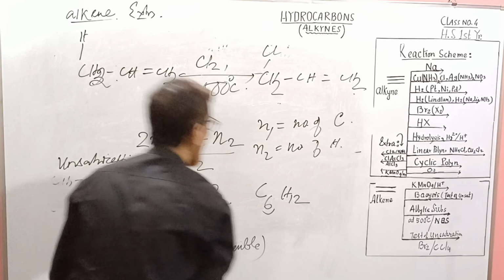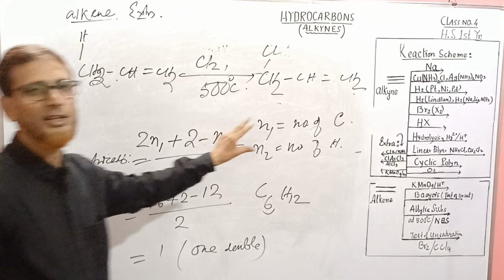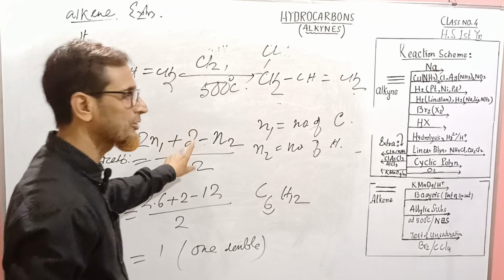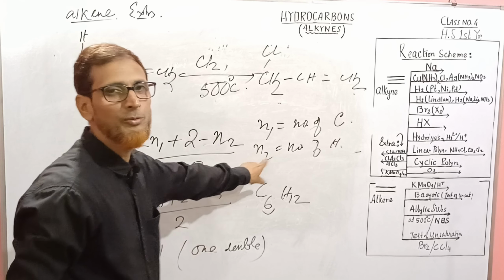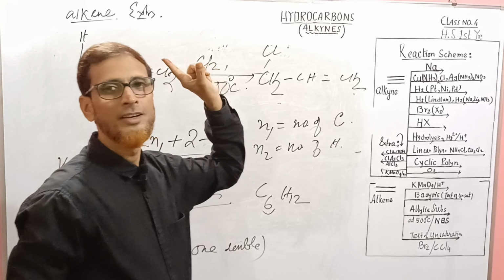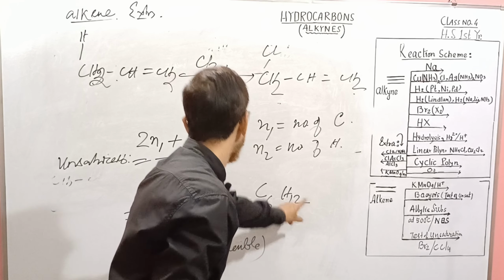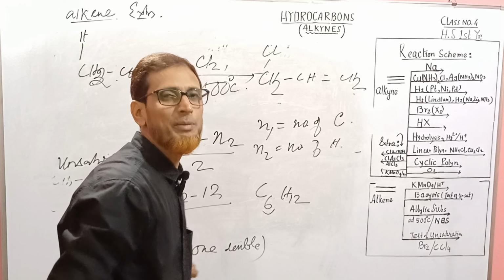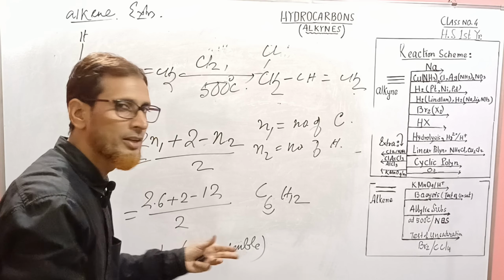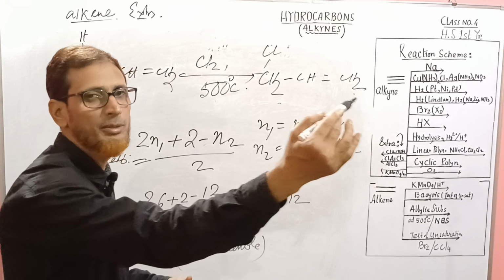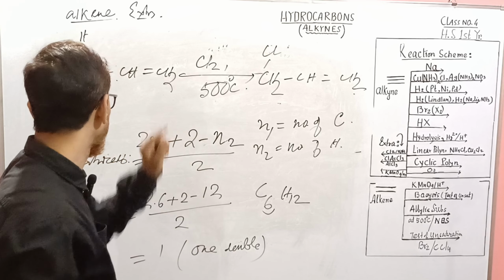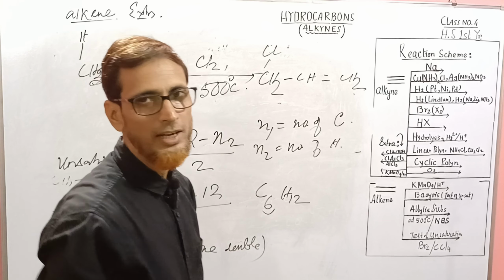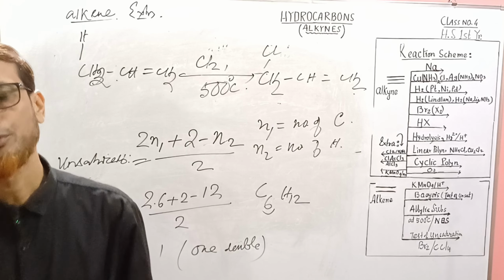So I have shown you the technique to calculate the number of double bonds in an unsaturated compound with the help of the formula 2n1 plus 2 minus n2 divided by 2, where n1 is the number of carbons and n2 is the number of hydrogens. You place the number of carbons and hydrogens in the formula, and you will get the number of unsaturations; 1, 2 or 3 double bonds are there in the structure. Very easily you can find out. So calculation of unsaturation is done by this formula. This is the end of today's class. Thank you very much.